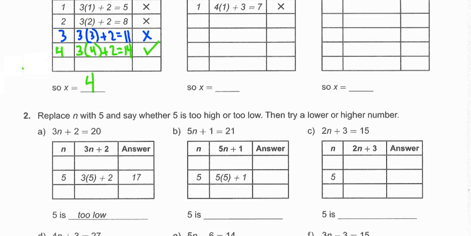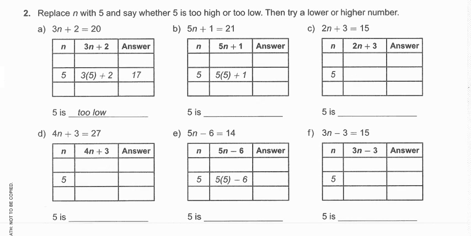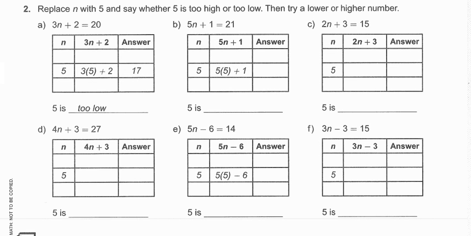Let's continue on. Number 2, it says, replace n with 5 and say whether 5 is too high or too low, then try a lower or higher number. So for A, 3n + 2 = 20. Put a 5 in for n. You have 3 times 5 is 15, plus 2 equals 17.